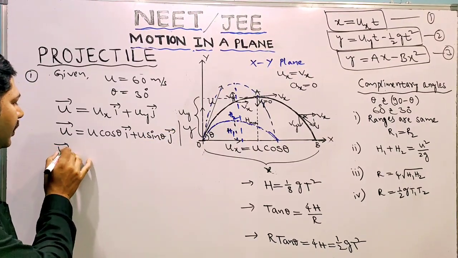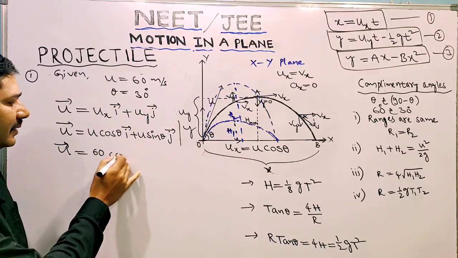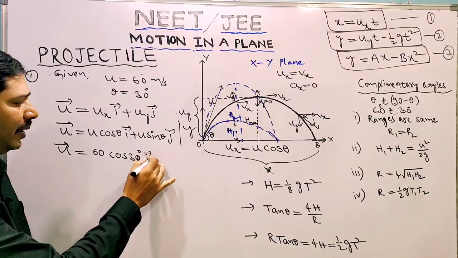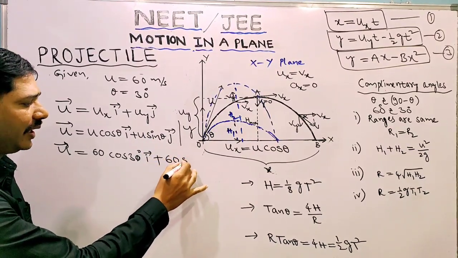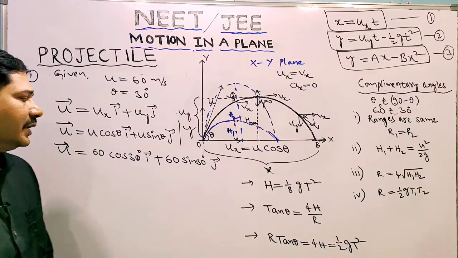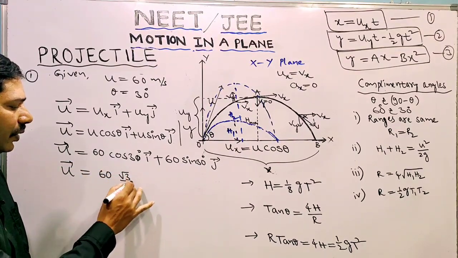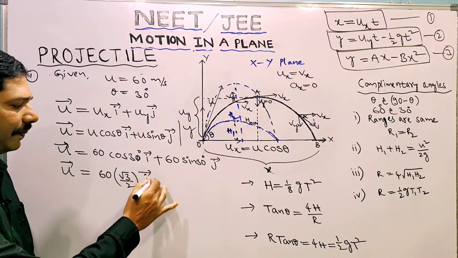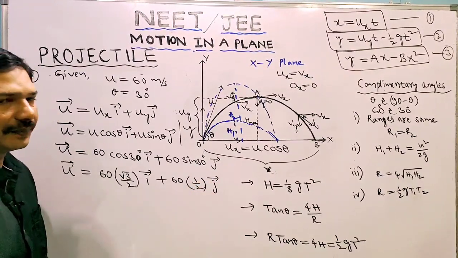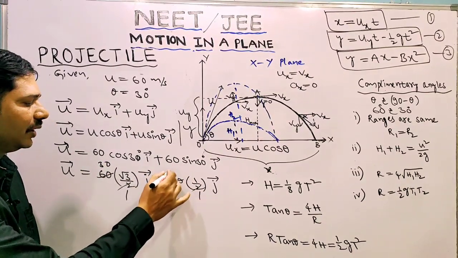U bar equal to, u is how much, 60, and cos theta, cos 30 degrees I bar, plus 60 and sine 30 degrees j bar. Okay, so what happens now, u bar equal to 60 into cos 30, we know that root 3 by 2, into I bar plus 60 into sine 30, 1 by 2, j bar. Here 2 ones are 2, 30 ones are 30, here also 2 ones are 2, 30 ones are 30.